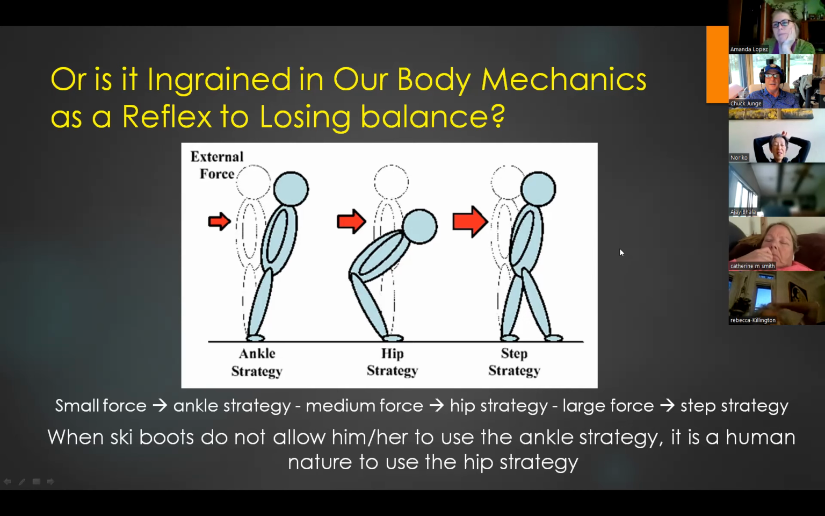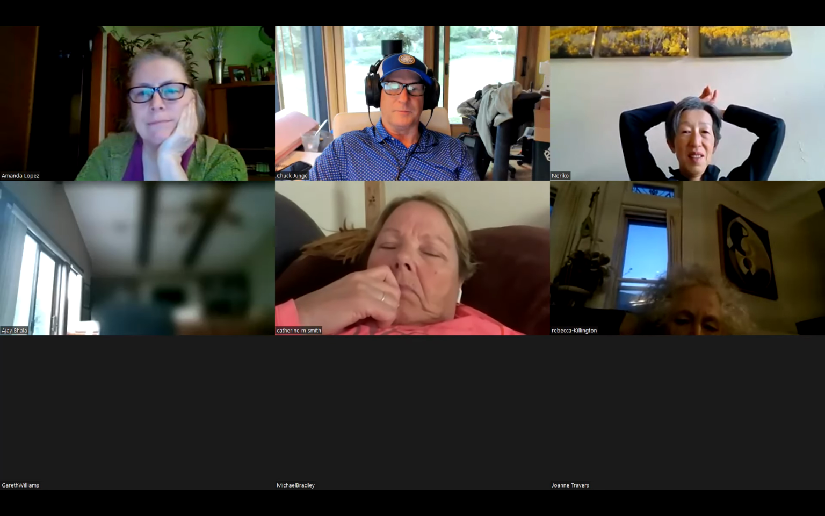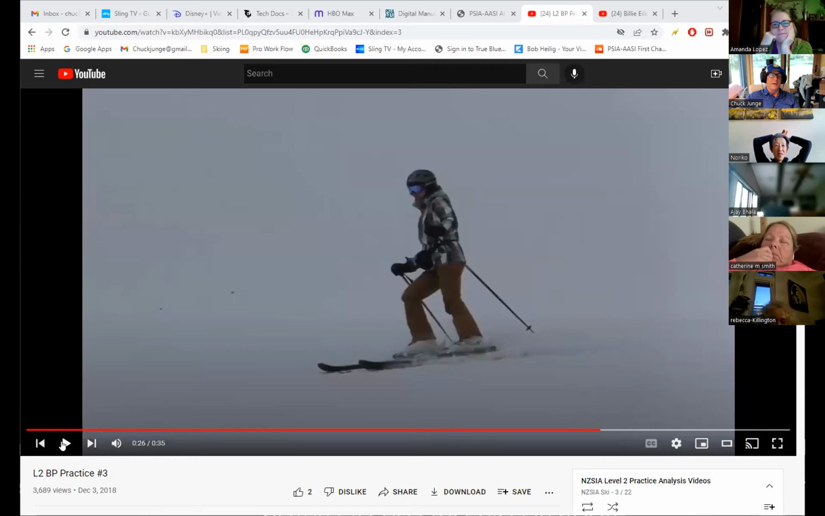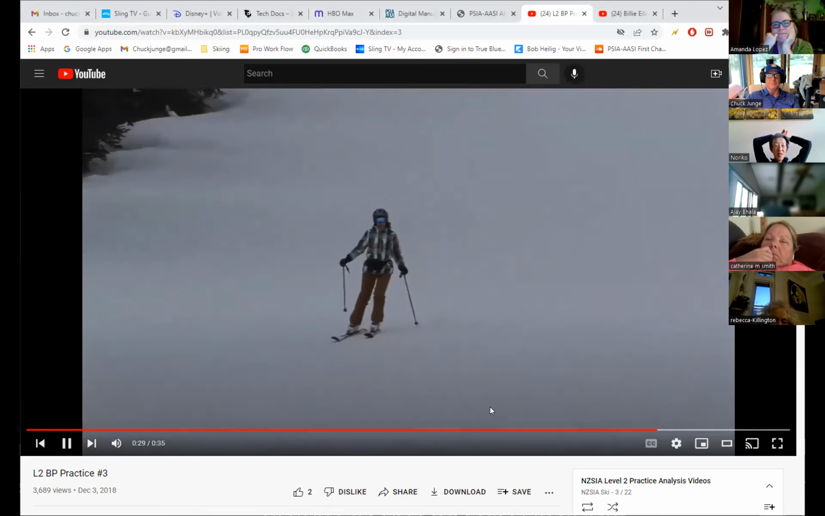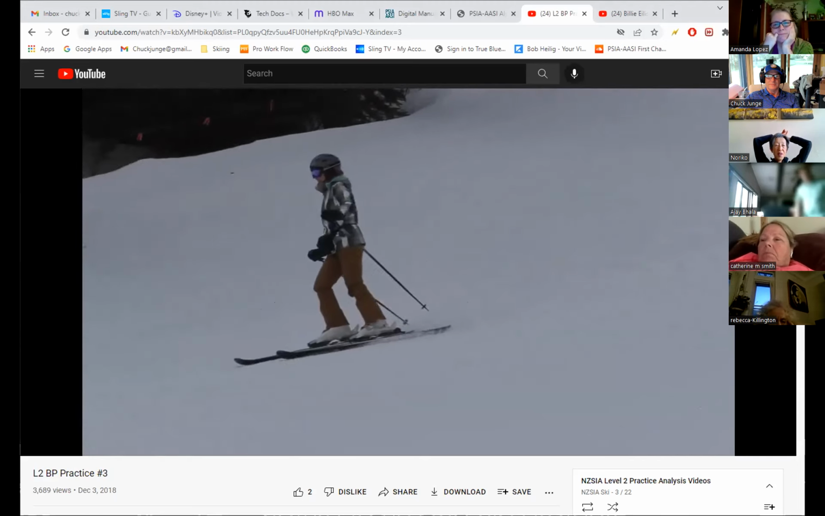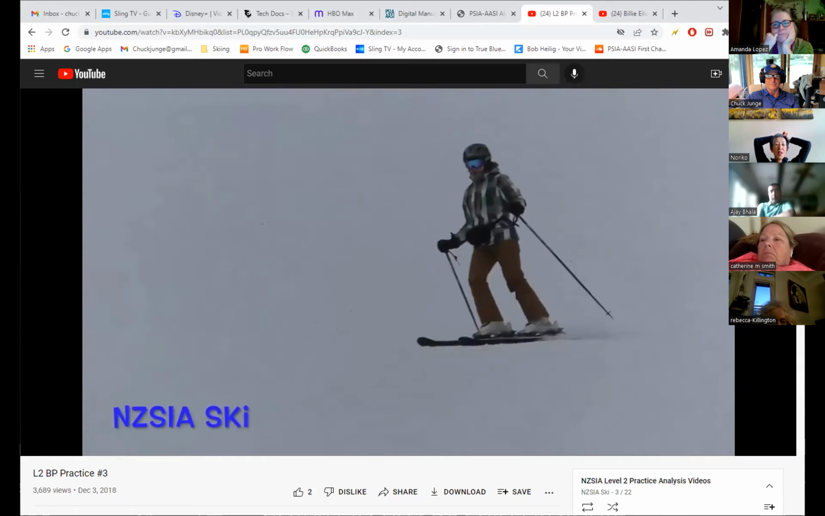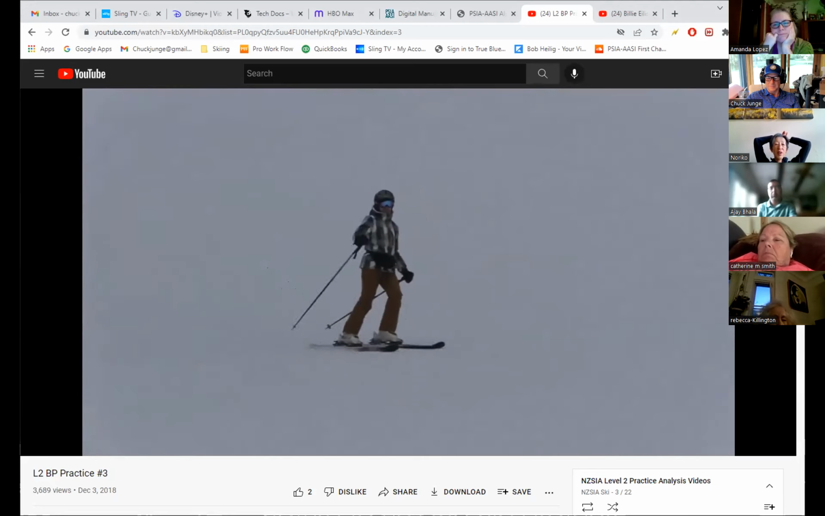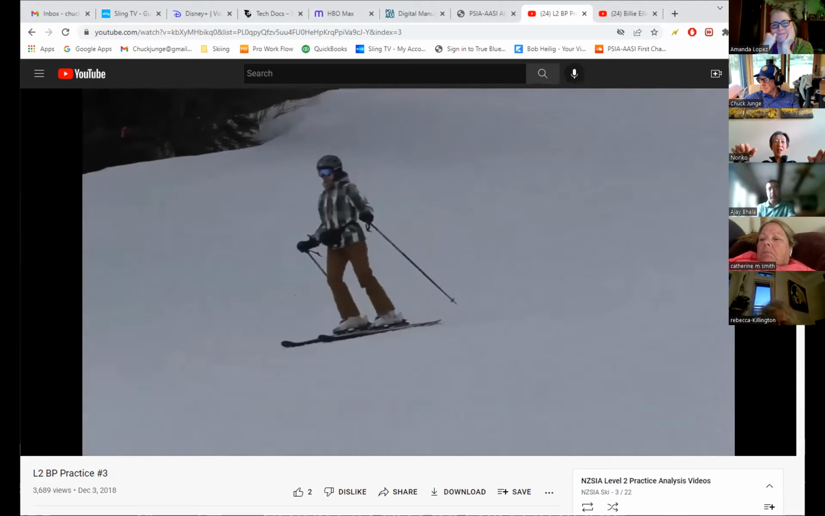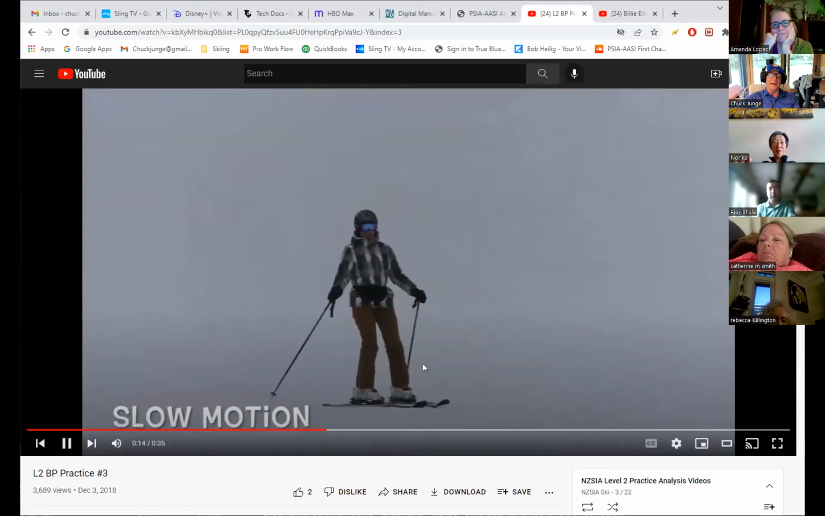Yeah, I didn't put that in there, but I do like the idea of small force ankle strategy, medium force hip strategy, large force step strategy. And, oh, by the way, let's go back and look at our girl here. Which strategy is she using? Actually, she's using another strategy that I didn't put in the picture. Oh, there's another one? Yes, get the stance wider. Oh yeah, put that in there.